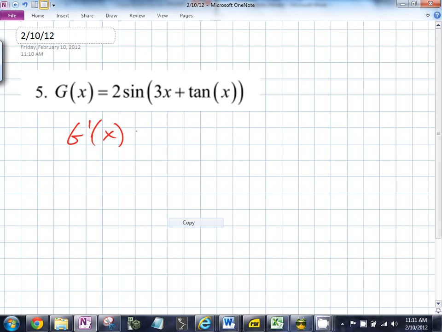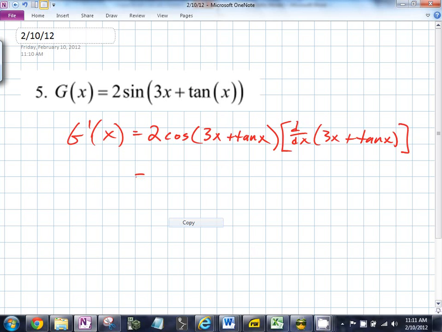is equal to, the 2 is just along for the ride. What's the derivative of sine? Cosine. And what do you do initially with everything in the middle? Leave it the same. And then what do you multiply by? The derivative of the inside. Derivative of 3x plus tangent x.